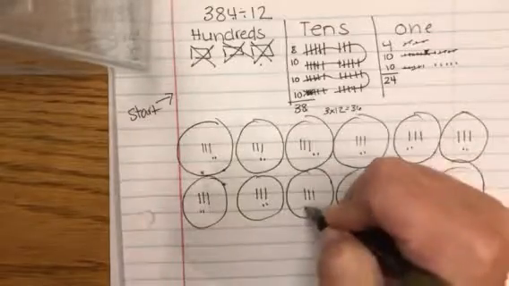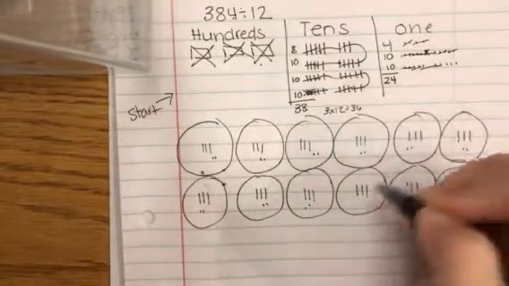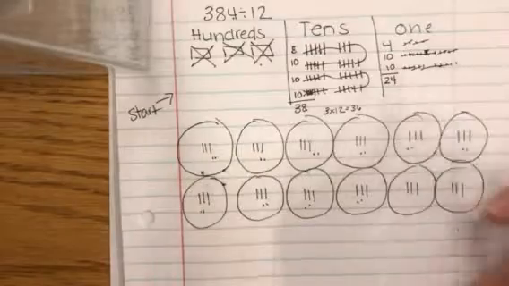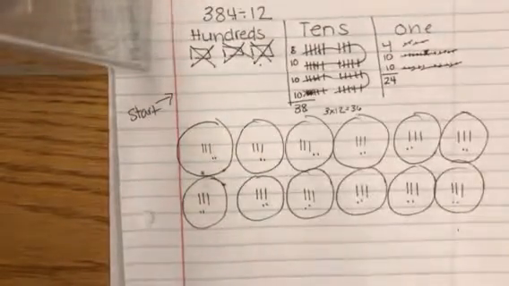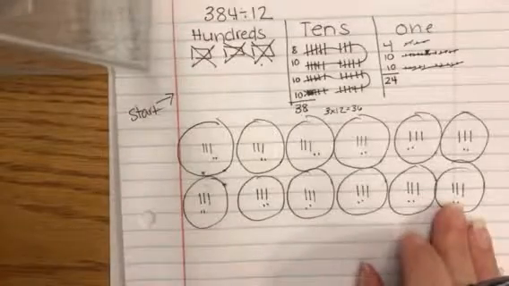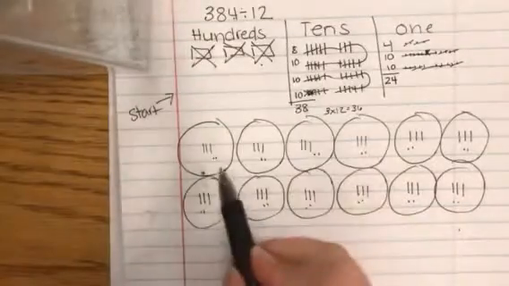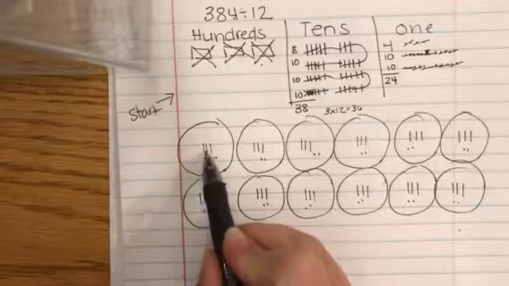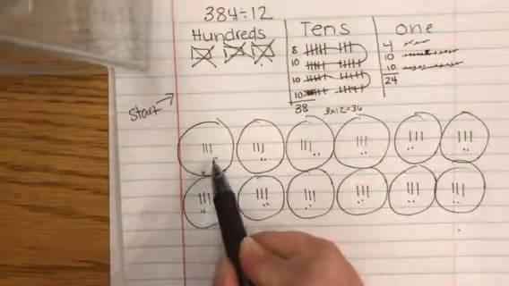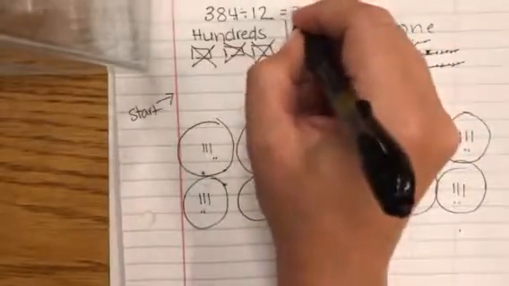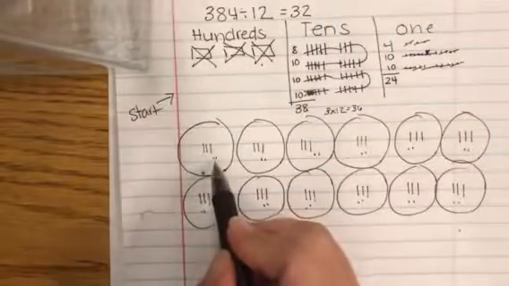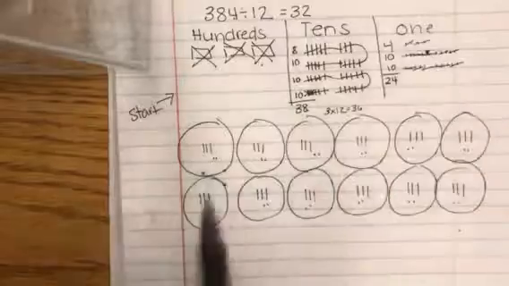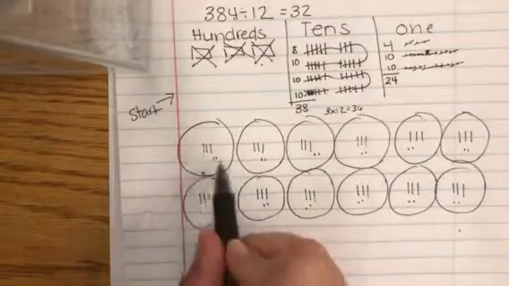So I'm just putting 2 at a time into each spot. And I crossed them all off perfectly, and it worked out evenly. So 384 divided by 12 is 10, 20, 30, 31, 32. Remember, rods equal tens, dots equal ones, so the answer is 32.